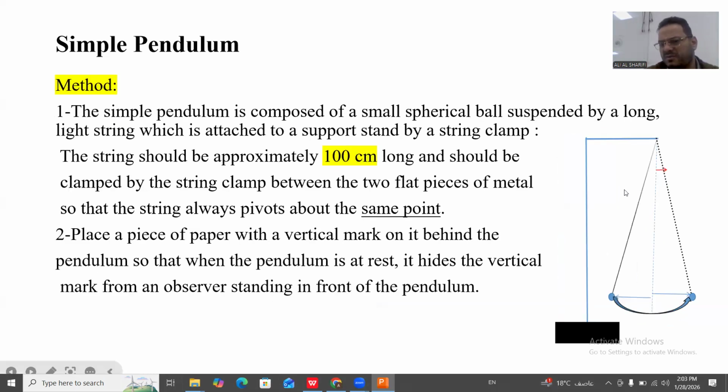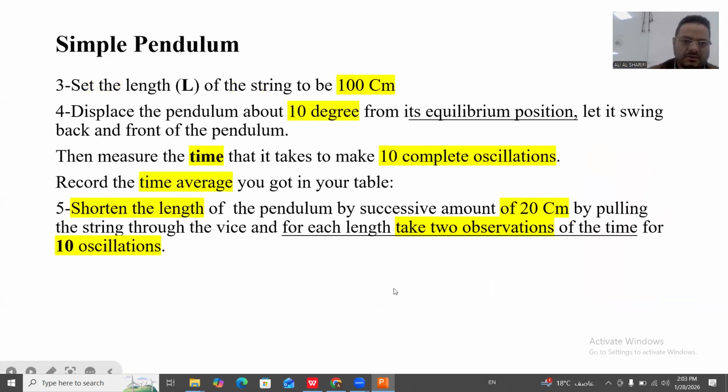For the method, we'll start by using a string length of 100 centimeters. Place a piece of paper here to be sure that this mass will move freely. We will depend on 10 degrees. We'll take the time average. We will shorten or increase the length of the string, it doesn't matter, the same.